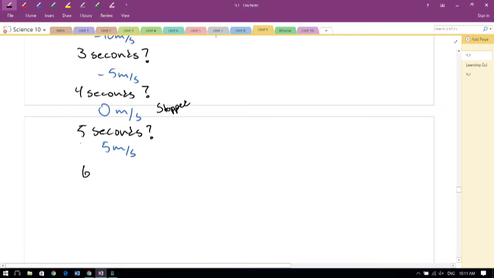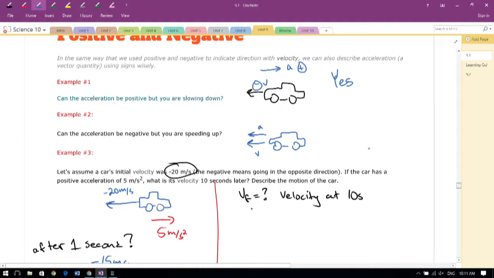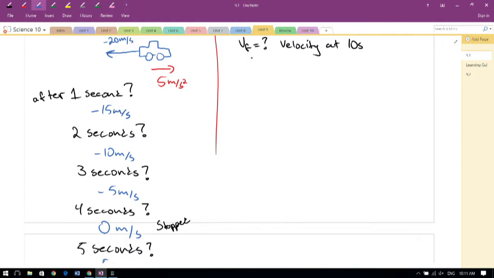And after 6 seconds, you're going to be going forward at 10. After 7 seconds, forward at 15. And 8 seconds, forward at 20. So you can see how that negative initial velocity kind of gets eaten up by the positive acceleration. Each second, you're increasing your velocity by 5 forward or positive.